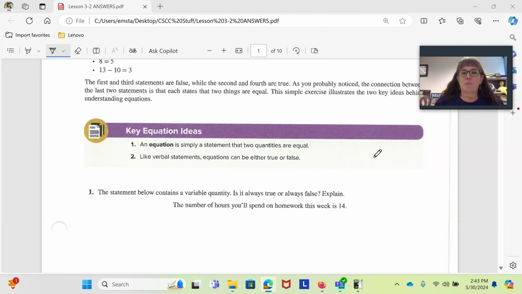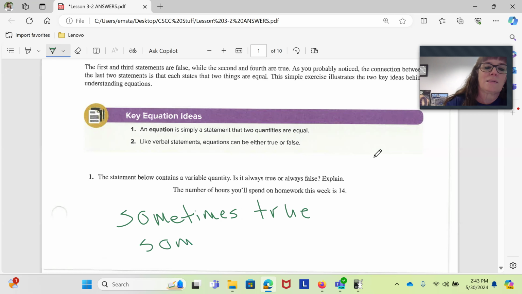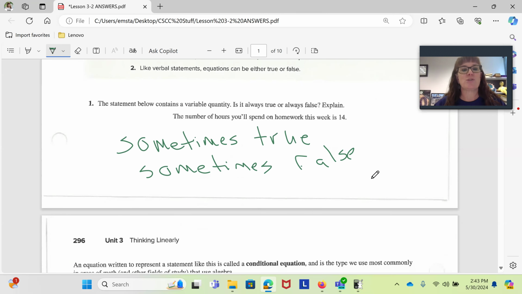The number of hours you'll spend on homework this week is 14. Well, that can sometimes be true, sometimes be false. So we'll say sometimes true, sometimes false. If I do indeed spend 14 hours studying, then it's a true statement. If I'm on break and don't have any homework and I'll spend 0 hours studying, then it's a false statement. So it can be true or false depending on what I actually do that week.